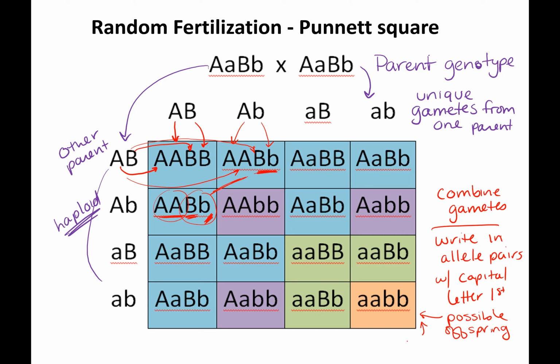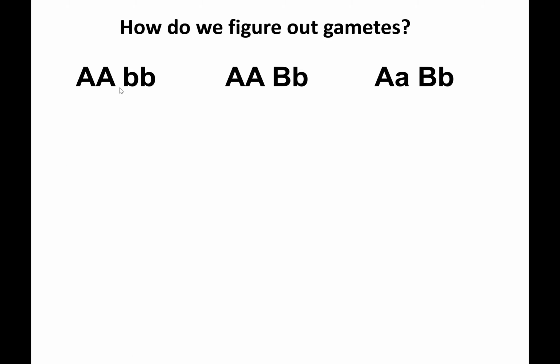These are now diploid. Okay. So maybe this represents egg, and these represent sperm, and now we have a new offspring that's diploid. All right, so let's make sure we understand how to figure out gametes.